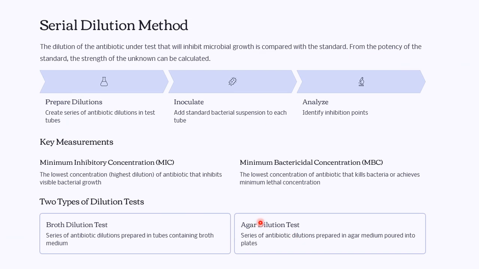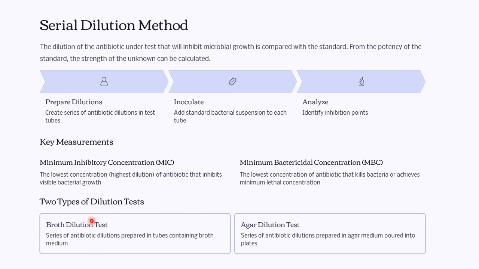And in agar dilution method, we are using a series of antibiotic dilutions prepared in agar medium which is poured into plates. So, we are preparing a series of antibiotic dilutions in test tubes with agar medium, and after adding the test organism and antibiotic dilution, we pour it into agar plates, allow the agar plates to solidify and then incubate. Okay, in case of broth dilution method, we are using liquid medium, and in case of agar dilution method, we are using solid agar medium.